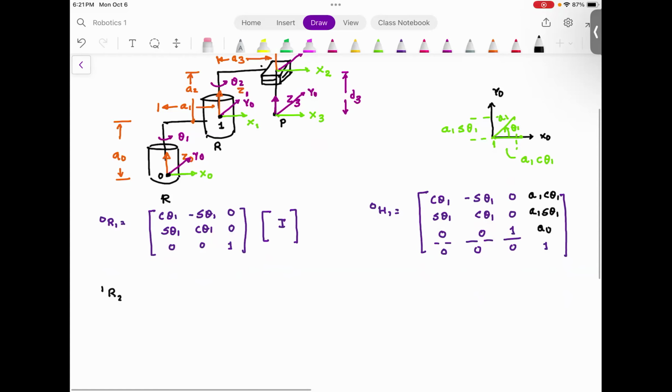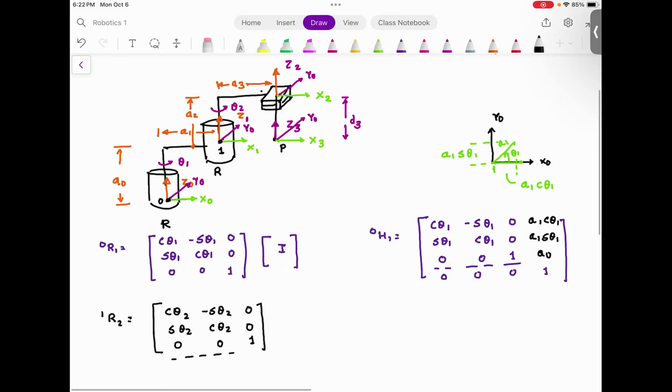1R2. Tell me the rotation transformation. By now you should know this. Cosine theta 2, minus sine theta 2, 0. Sine theta 2, cosine theta 2, 0, 0, 0, 1. Yeah, so the projection matrix is going to be an identity. Why? Because frame number 2 is aligned with frame number 1.